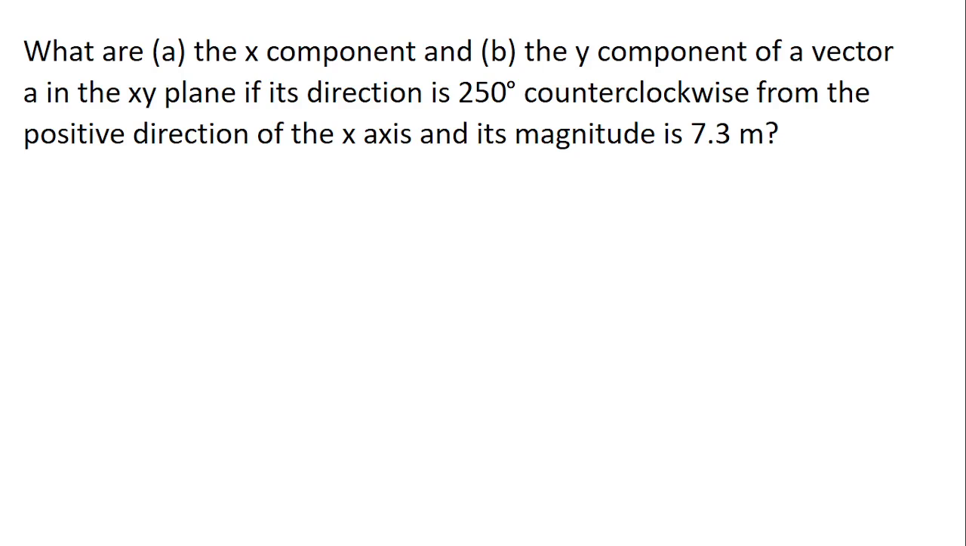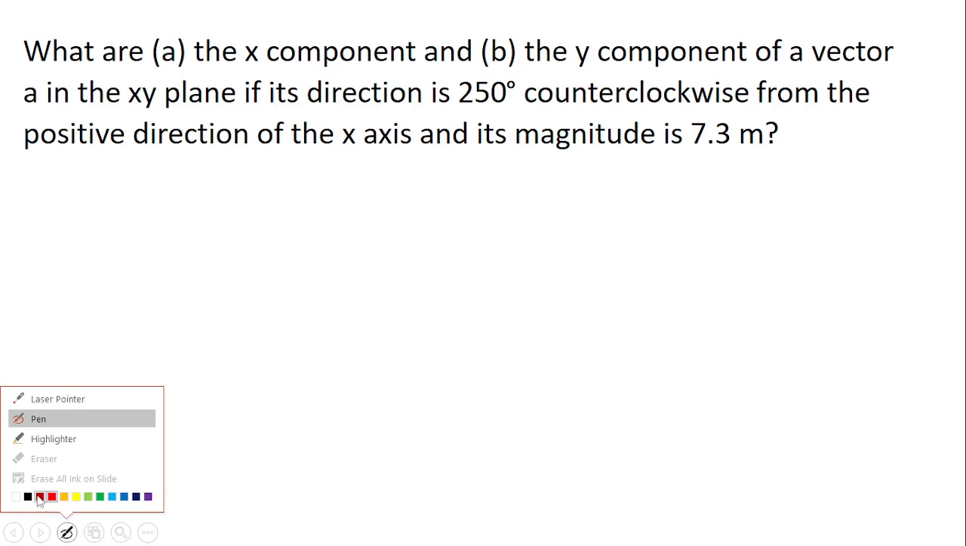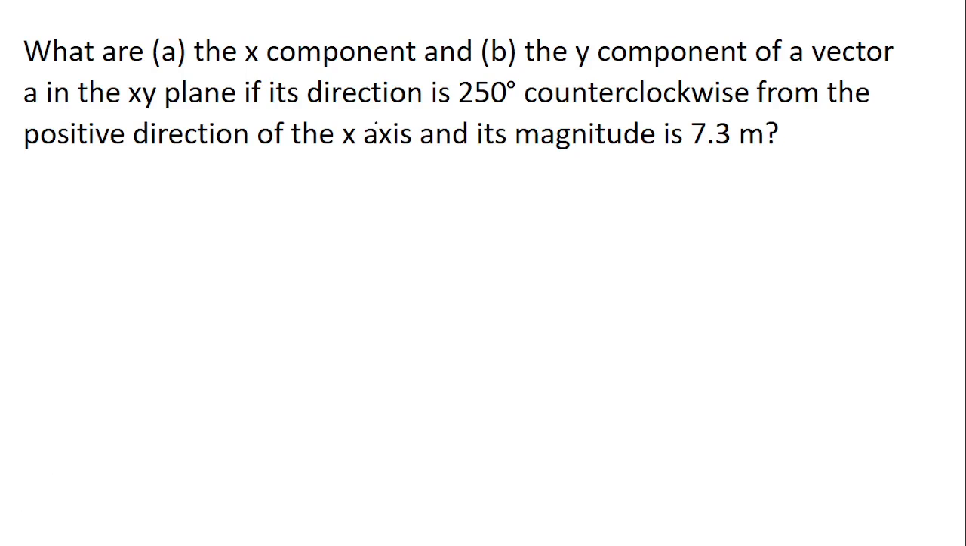So I'll start with the first question. The question is: (a) what is the x component, and (b) what is the y component, of a vector in the xy plane if its direction is 250 degrees counterclockwise from the positive direction of the x-axis and its magnitude is 7.3 meters. Guys, feel free to ask questions and feel free to participate. So I'll start my solutions.